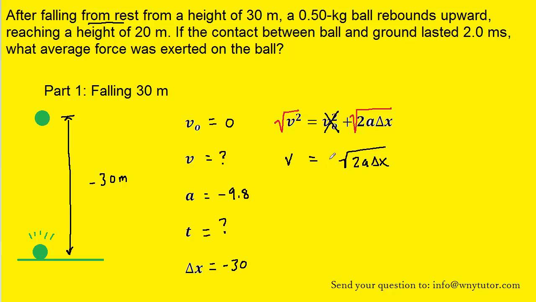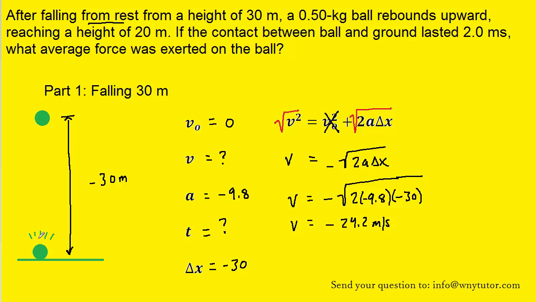Recall from mathematics that when we square root a quantity, we technically get both a plus and a minus version. However, since the ball is falling downward at the end of its motion, we know that we have to use the negative sign for the velocity, so we can take away the positive value and focus exclusively on the negative value. We could then fill in the acceleration and the displacement. And when we calculate this, we should get approximately negative 24.2 meters per second. So that's going to be the velocity right before the ball hits the ground.